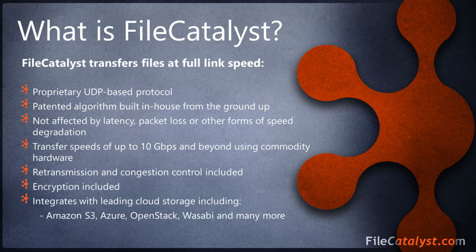To begin, let's take a look at what FileCatalyst is and some of the key features that help make us stand out in the industry. Mainly, FileCatalyst is known for transferring files at your full line speed. We accomplish these fast file transfer speeds via our patented, built-in-house UDP-based protocol. This protocol is designed to overcome latency, packet loss, and other forms of speed degradation that may be present during a file transfer. We have also included some features into our protocol that other traditional or open source solutions lack, and some of these features include congestion control and automatic resume, as well as many more.